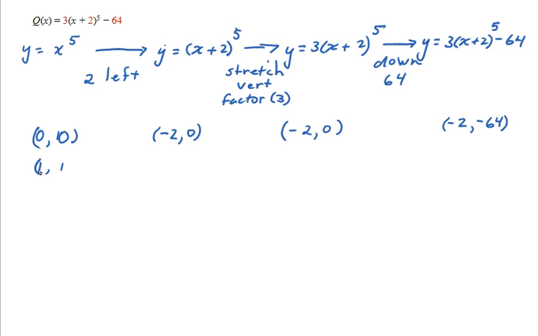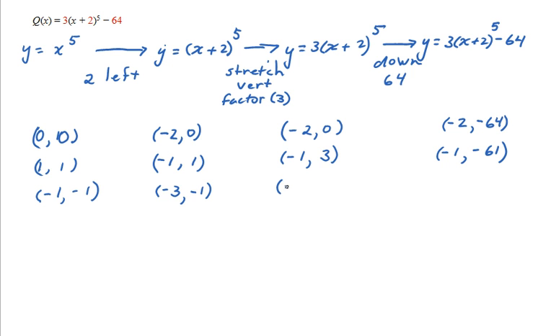Now for the (1, 1), to the left we'll make (negative 1, 1). Stretching by a factor of 3, we'll take 1 now to positive 3, and going down 64, we'll go to (negative 1, negative 61). And the (negative 1, negative 1) will go to (negative 3, negative 3), and finally (negative 3, negative 67).